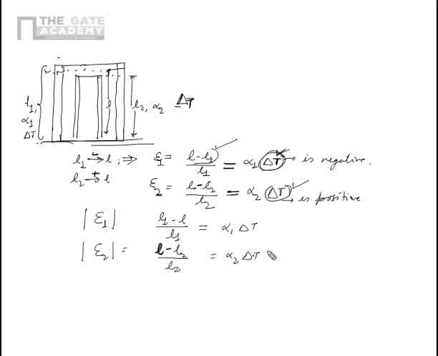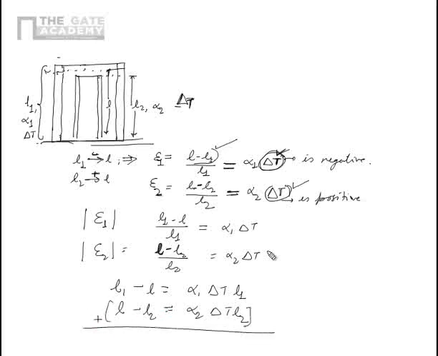Now from these two equations, if we remove L somehow, how can we remove L? We can say L1 minus L is equal to alpha 1 delta t into L1, and L minus L2 is equal to alpha 2 delta t L2. Now we just add up these two equations. We have L1 minus L2 is equal to alpha 1 L1, sorry, plus alpha 2 L2 into delta t.